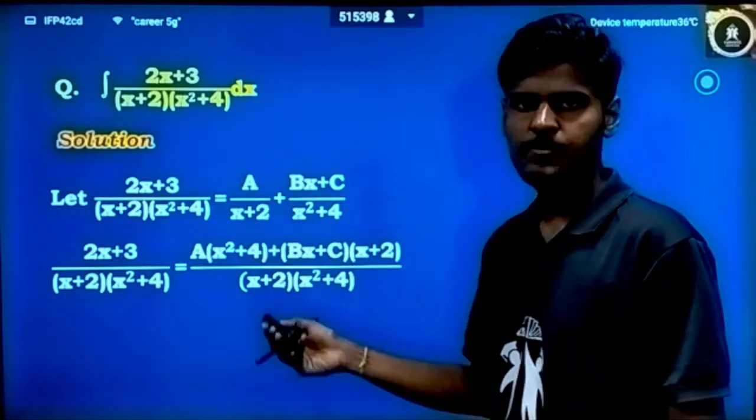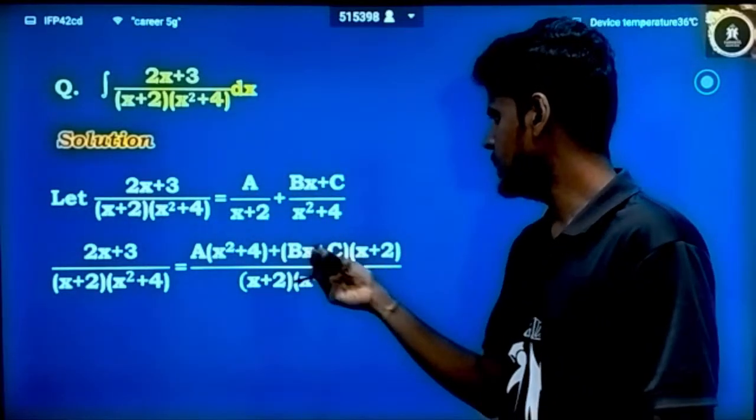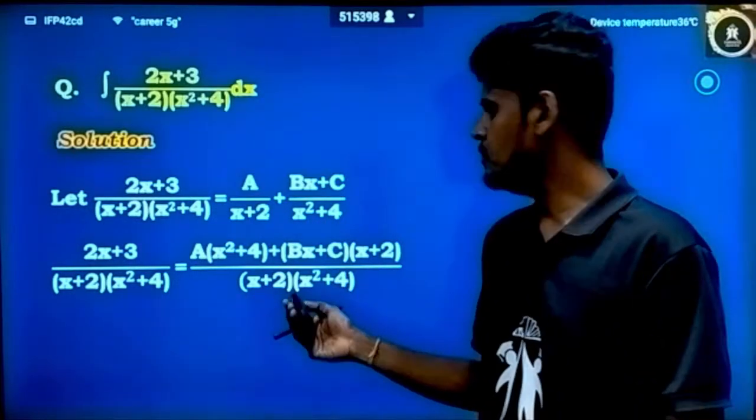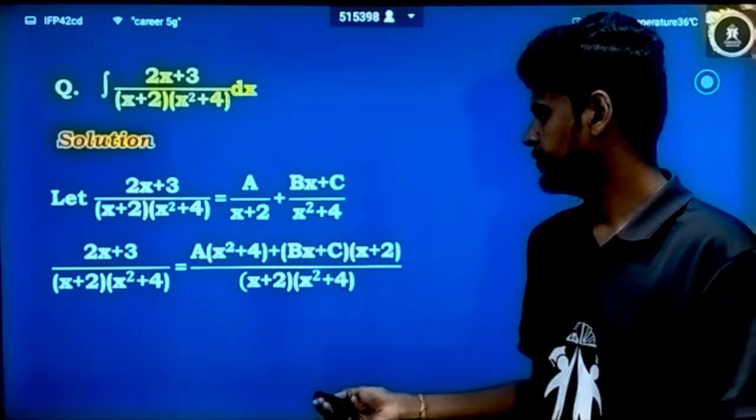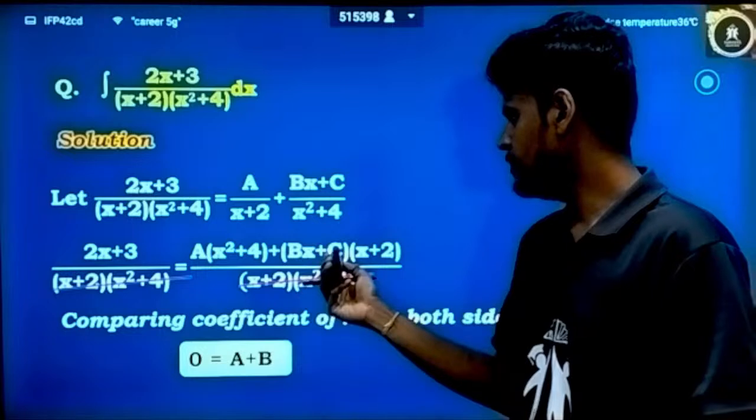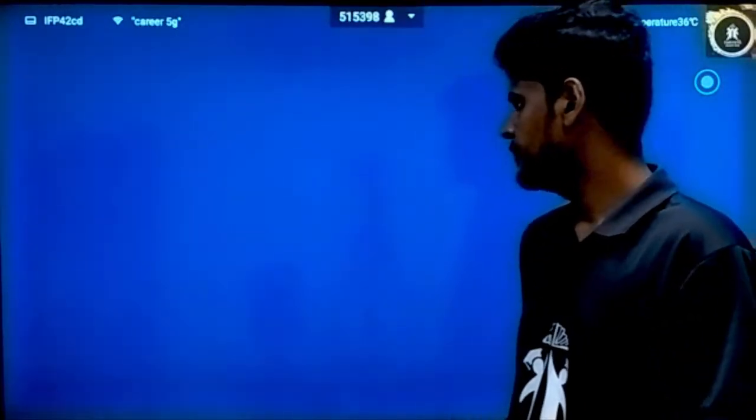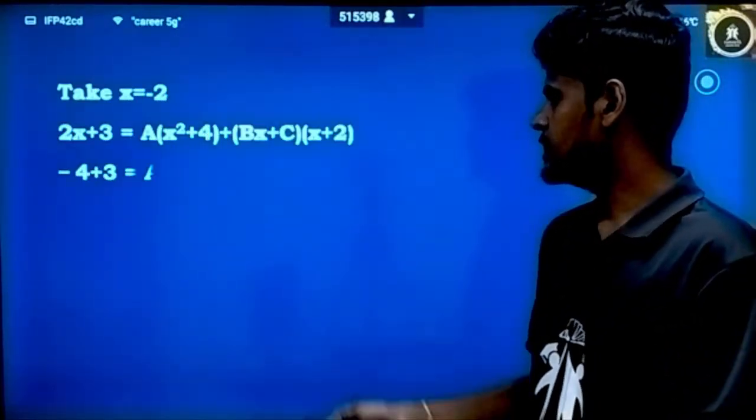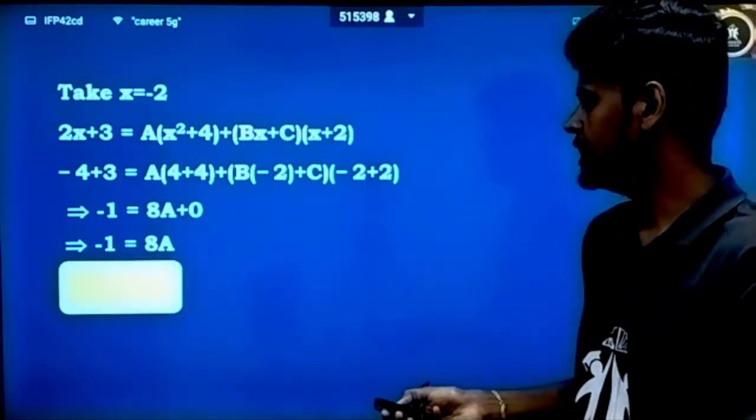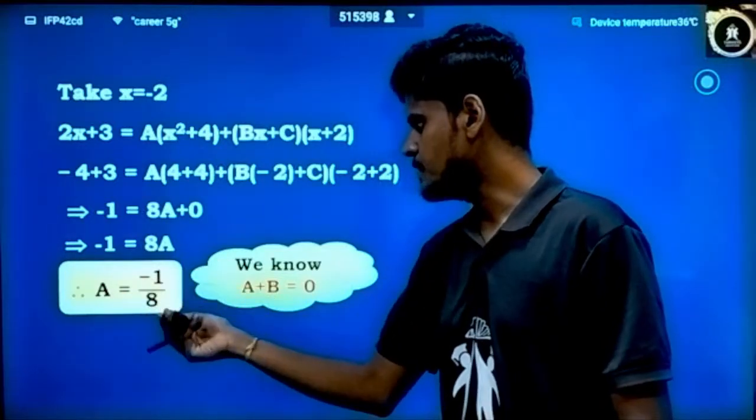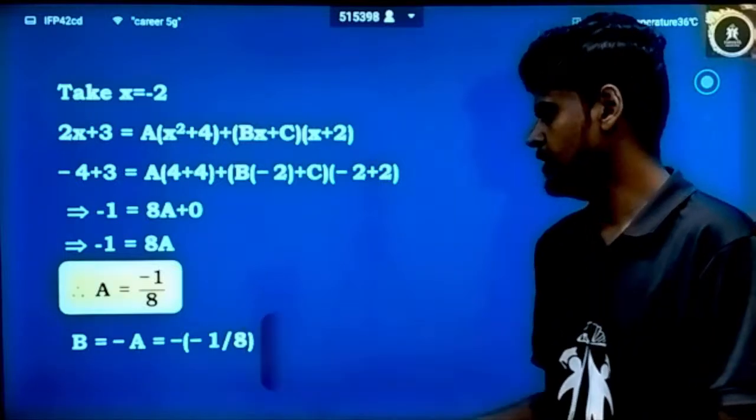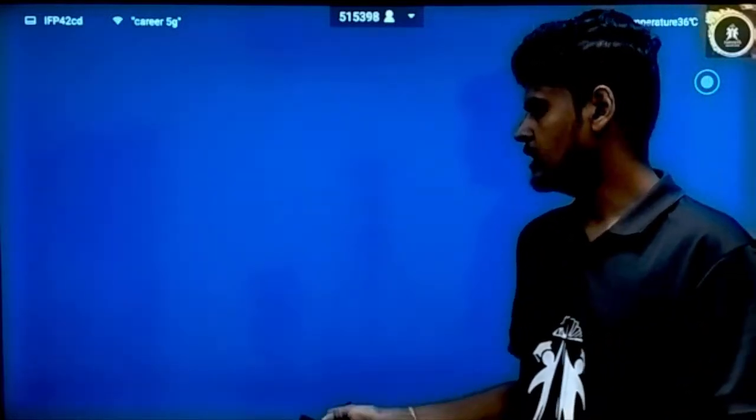So a into cross multiply x square plus 4 plus bx plus c into x plus 2 divided by denominator while taking LCM. Then these two will get divided. Then we can equate the numerator and find the value of a, b and c. Substitute some value for x and find a, b and c. So we get a value is minus 1 by 8, and again substitute some value for x and find b value. That comes out to be 1 by 8.